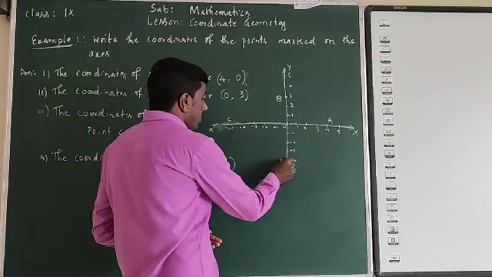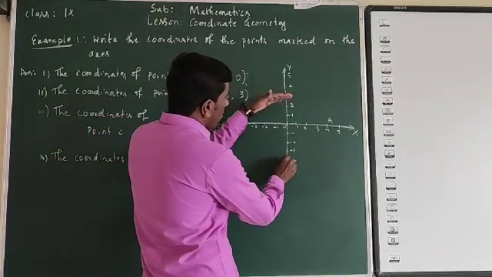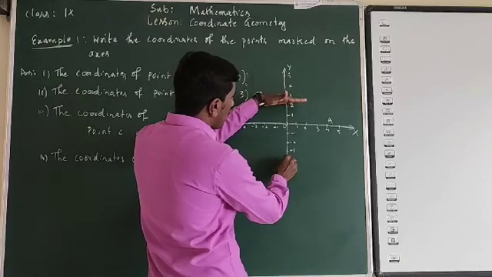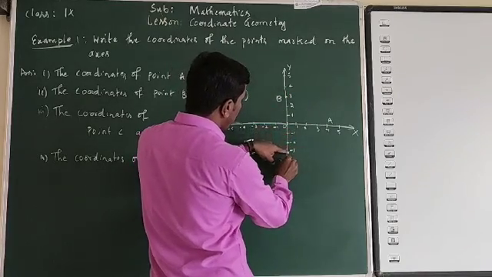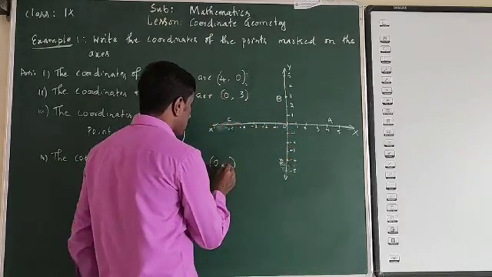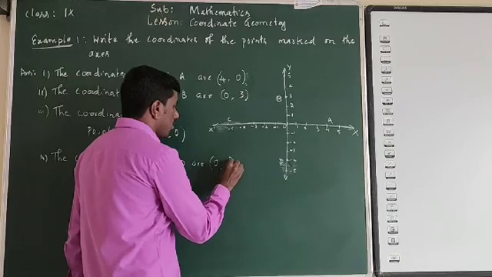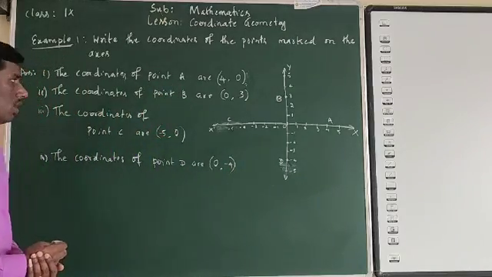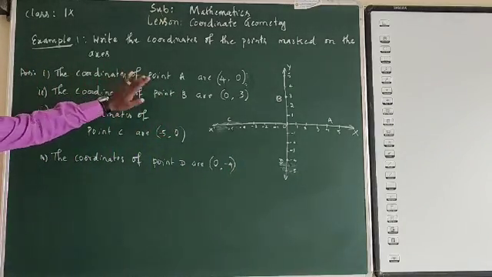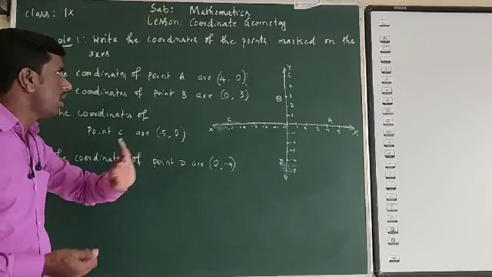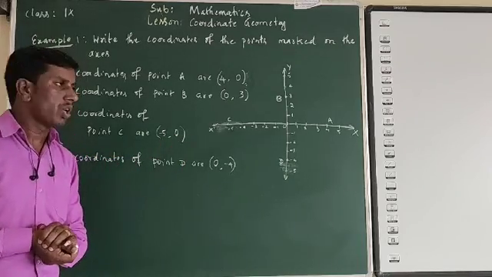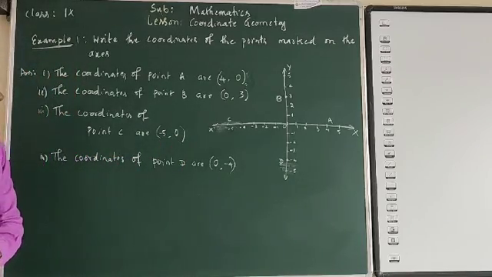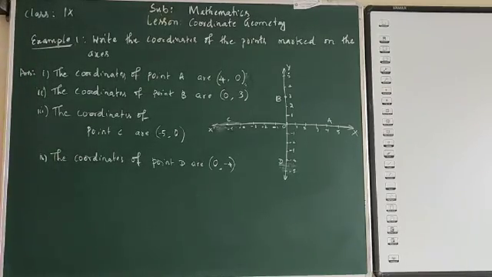So it is on the y-axis. So the y coordinate is nothing but the perpendicular distance from the x-axis. 1, 2, 3, 4. In fact, it is in the negative y direction, so it is minus 4. Okay. So these are the coordinates of point A, point B, point C, and then point D. So these types of examples will be there in coordinate geometry.